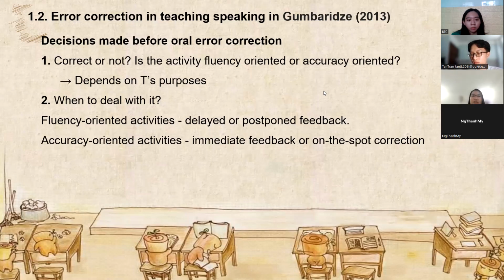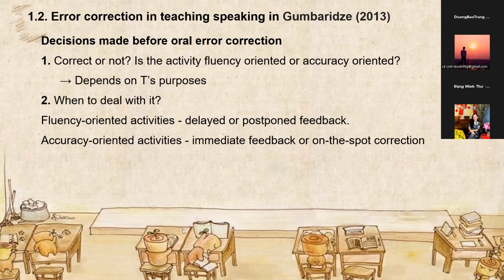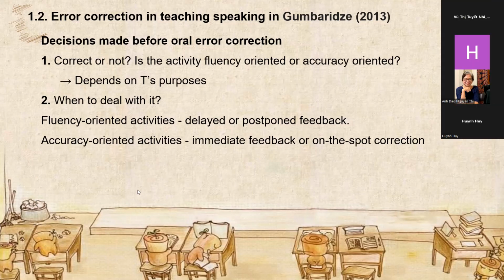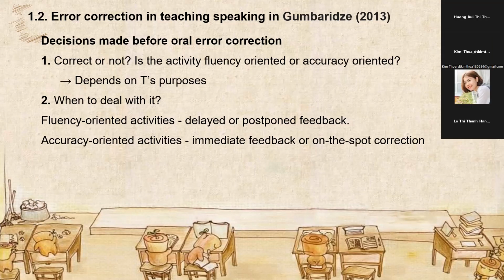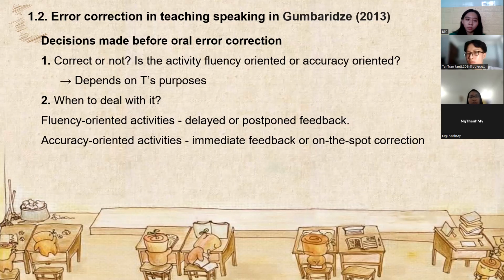However, when the question is when, we can delay it until the end of the lesson, not right at the time that students are speaking. And if we focus on accuracy-oriented activities, like you just told me as well, we can immediately give feedback or on-the-spot correction. And for this one, sometimes it's a little bit sensitive. So at the beginning of the lesson, we need to inform our target so that students will not feel that they lose face in making mistakes.